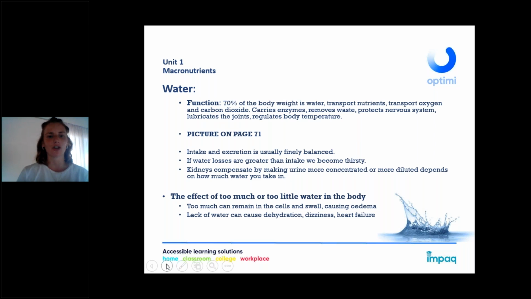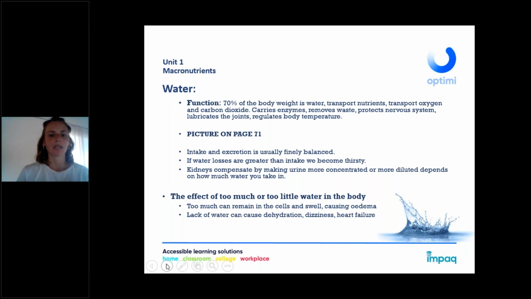There's a nice picture on page 71 of your handbook that explains water intake. Please go and have a look at it. Your intake and excretion is usually a fine balance. It needs to be so nicely balanced that you don't lose a lot of water, and you replace the water that you lose. If water losses are greater than intake, we become thirsty. So that's the indication that you need water.